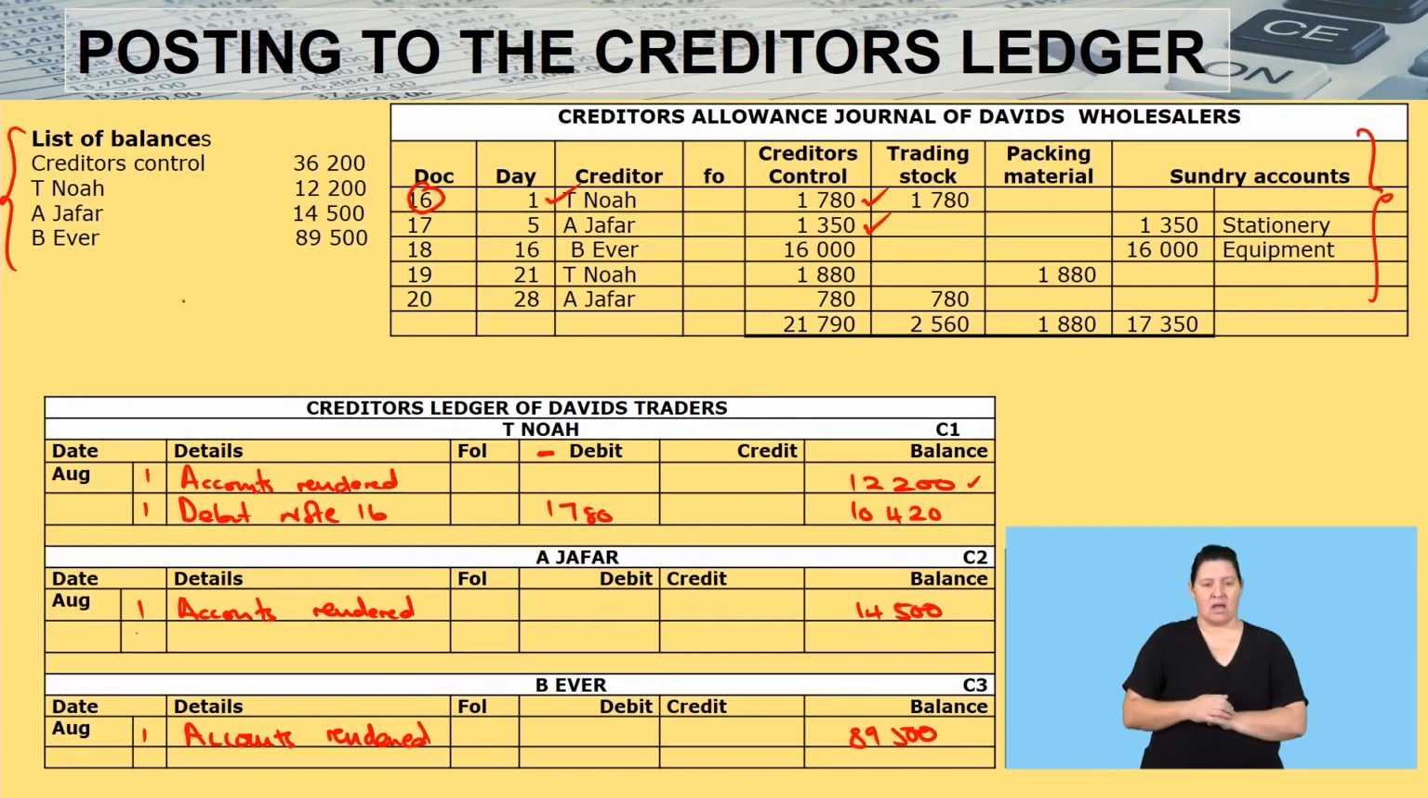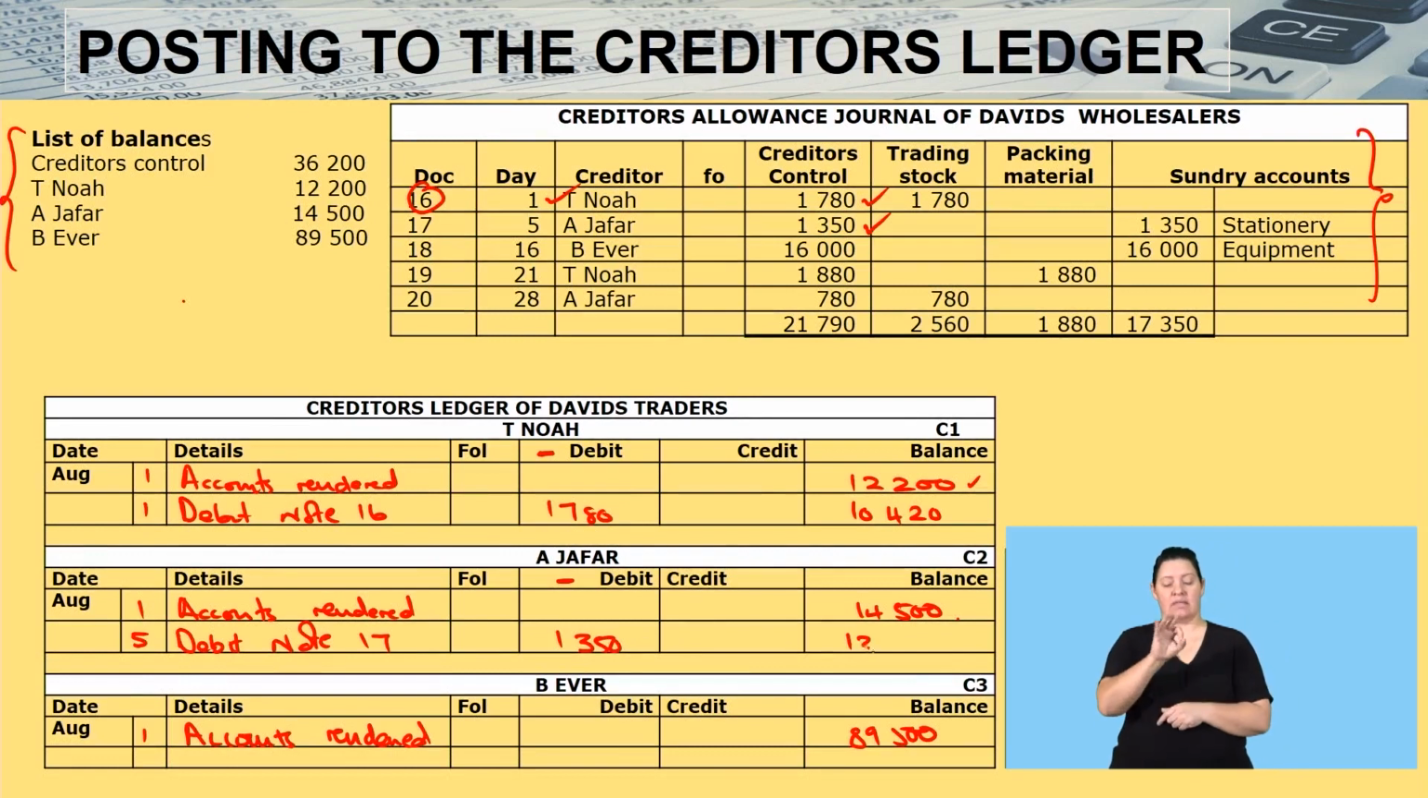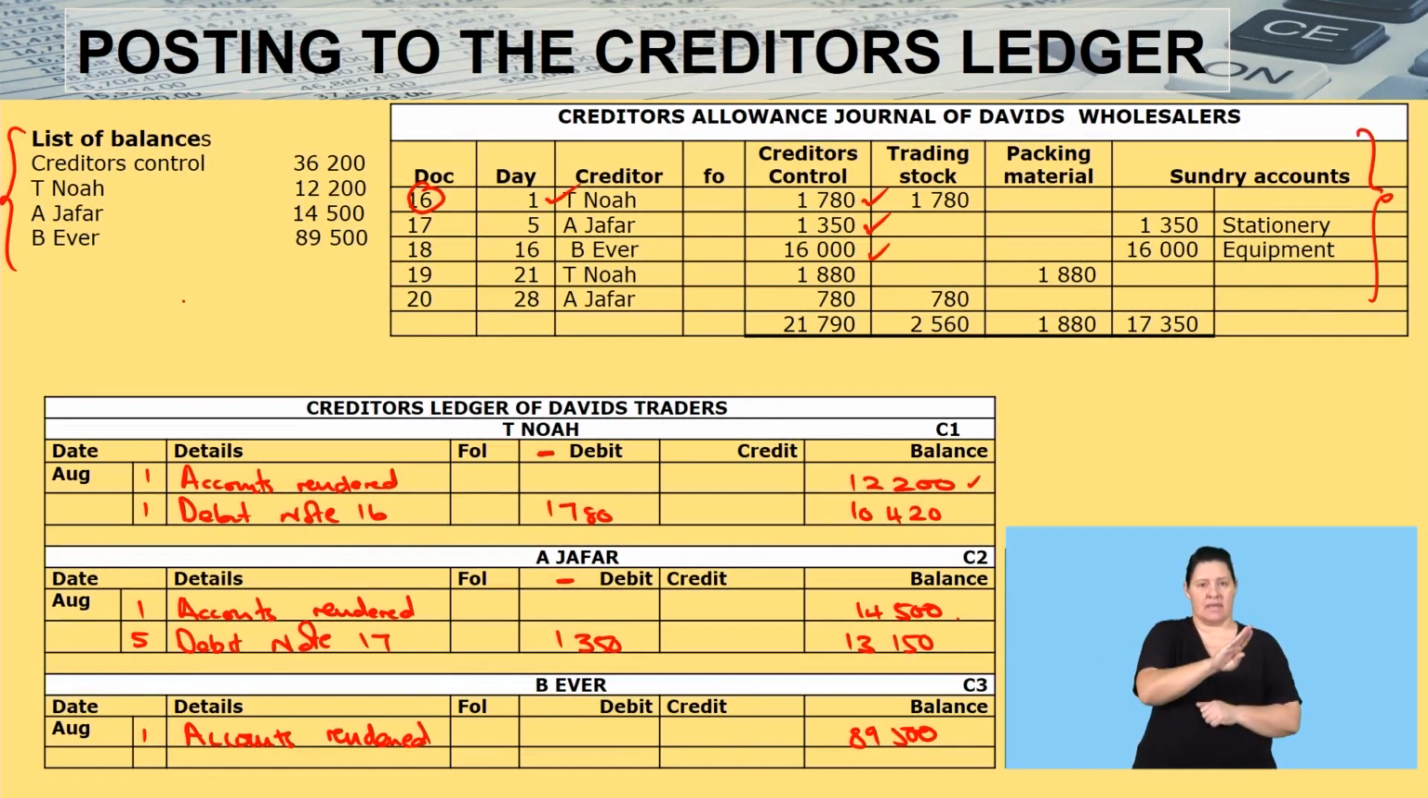The next one becomes on the 5th, A Jafar. And then we'll come here, we say on the 5th, we also have a debit note. And the debit note is number 17. Debit side, it's a minus. And we're having 1,350. So it's going to be 14,500 minus 1,350. You should get 13,150.